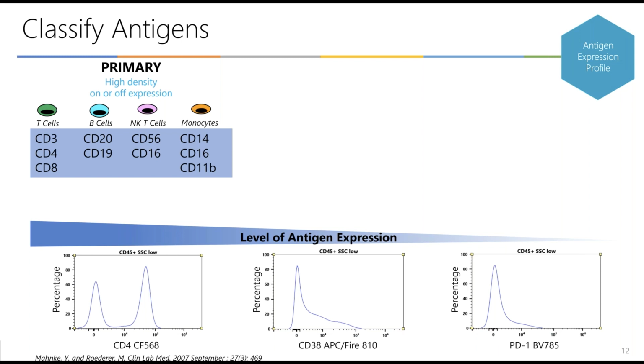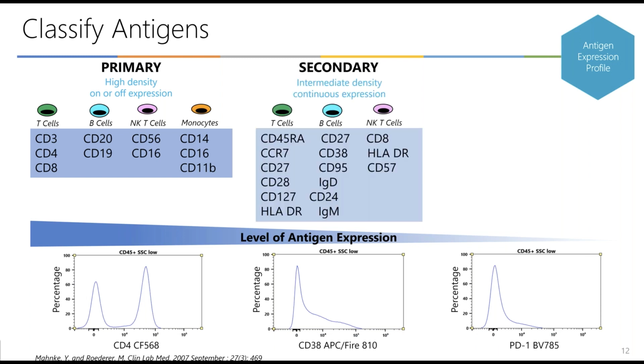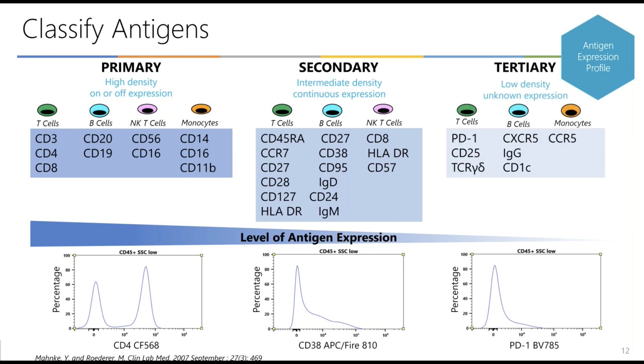Primary antigens are those with a high density and exhibit an on or off expression style, for example, CD3, CD19, or CD14, whereas secondary antigens are those with an intermediate density and often exhibit continuous expression patterns, for example, CCR7, HLA-DR, or CD38. Our tertiary antigens are those with low density or unknown expression, and this is often the category to which you're going to assign those antigens in your panel which are most closely associated with your experimental question.